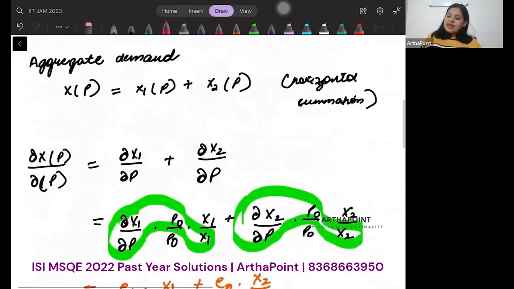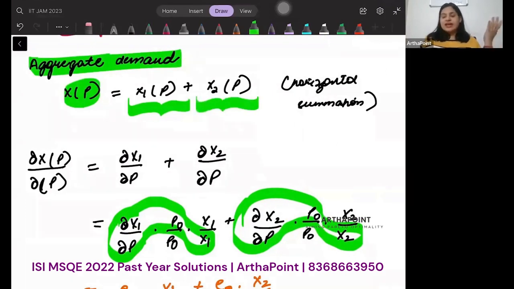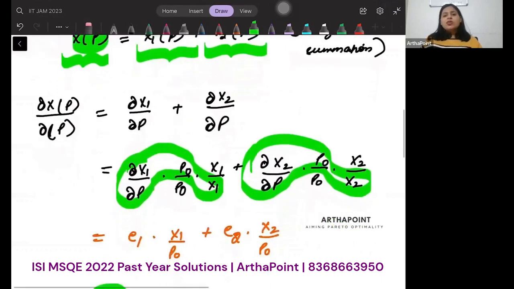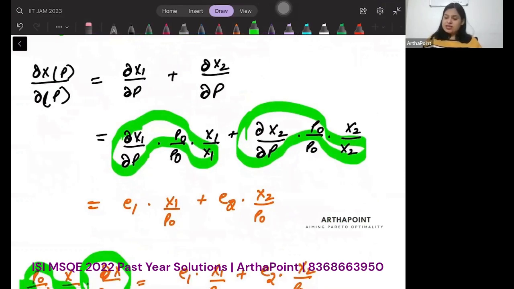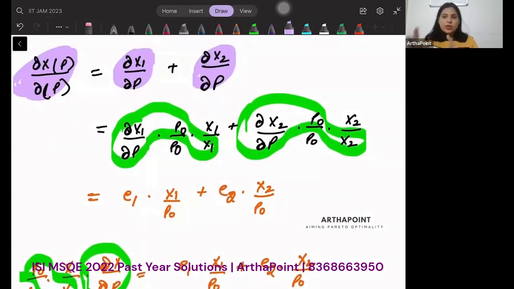Now, the aggregate demand function can be given by X is equal to x1(P) plus x2(P). So how do we find the aggregate demand? The aggregate demand is simply adding the demand of the 2 individuals together, right? I found the demand of individual 1 and the demand of individual 2, and this gives me the aggregate demand. Now what I can do is differentiate X with respect to P. And when I differentiate X with respect to P, I will get del x1 by del P plus del x2 by del P, right? So I have to somehow convert these into elasticities.